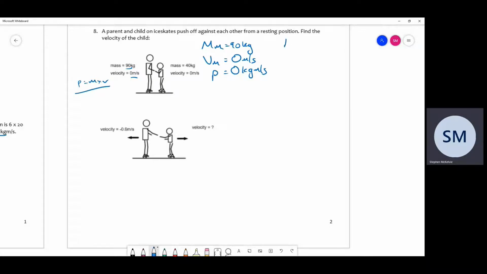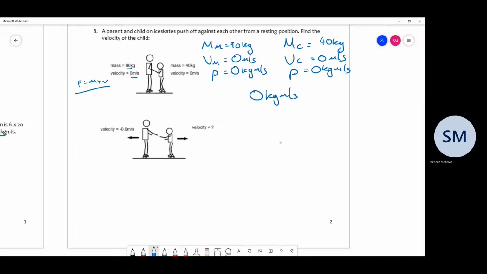Momentum is mass times velocity. Mass of the child is 40 kilograms. The velocity of the child is 0 meters per second. Momentum is equal to 0 kilogram meters per second. So the total momentum before will equal 0 kilogram meters per second. The total momentum afterwards must therefore also be 0 kilogram meters per second. We've got the velocity of the mother as minus 0.6 meters per second. We're trying to find the velocity of the child.